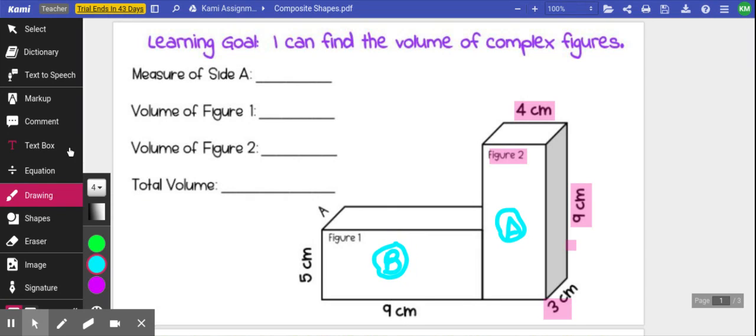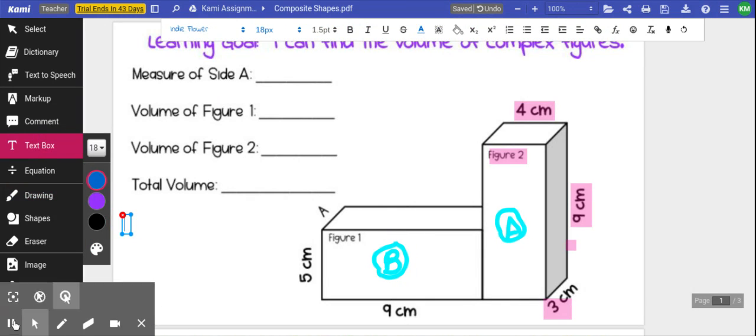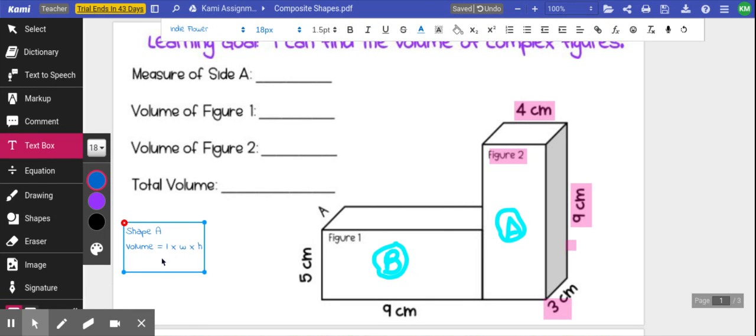So we'll go ahead and start calculating and finding the volume of shape A. So again, the formula for volume is equal to length times width times height. So we'll go ahead and plug our numbers into the formula. So we see here our length is 4 centimeters. Our width is 3 centimeters and our height is 9 centimeters. So we'll go ahead and multiply that out to find the volume.